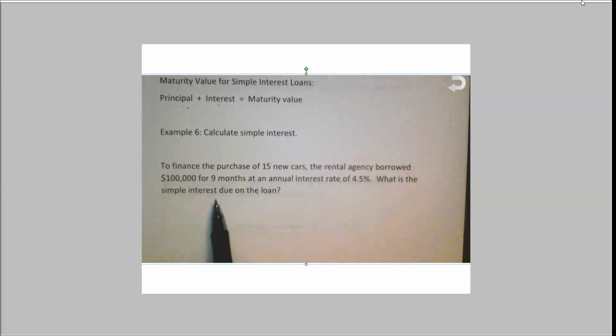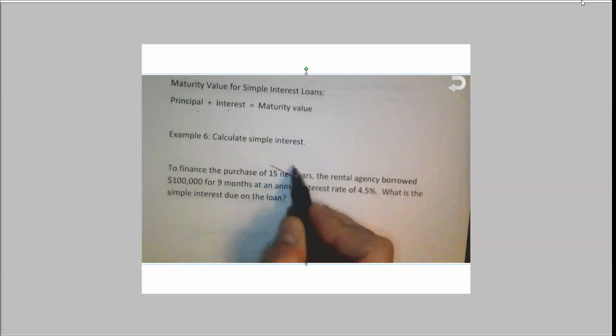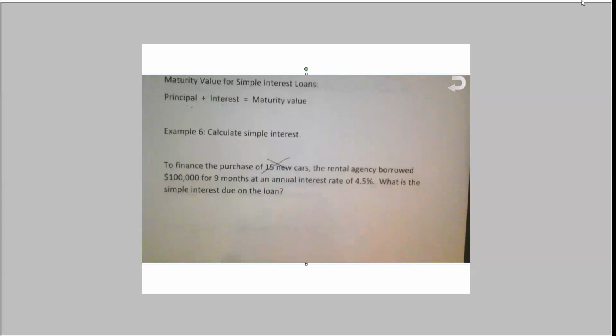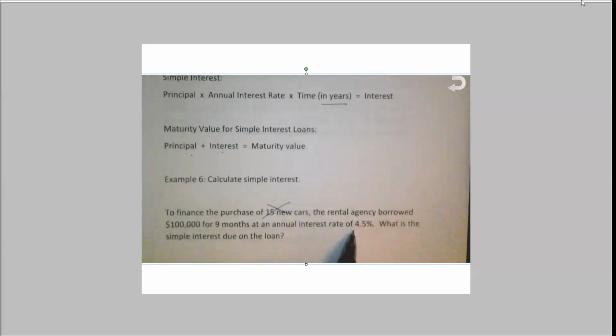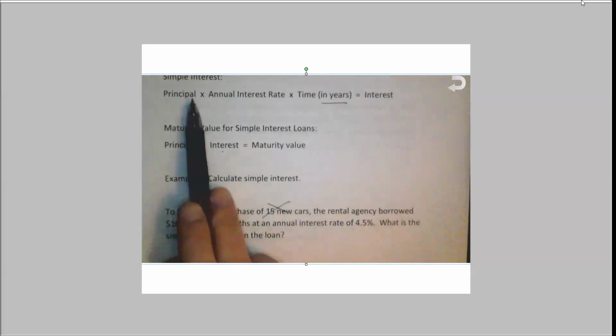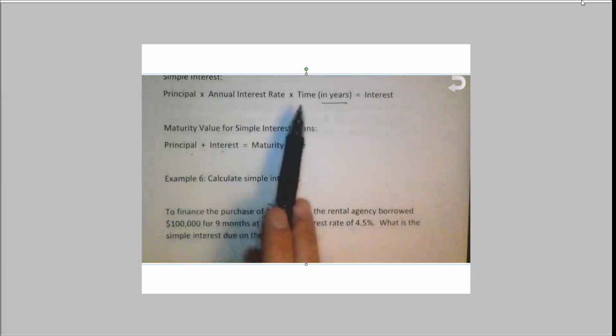What is the simple interest due on the loan? So first of all, I want you to notice that this number right here is not important to me. It has nothing to do with the problem. But these three numbers are. All right, so back up to our formula. We've got principal times rate times time.